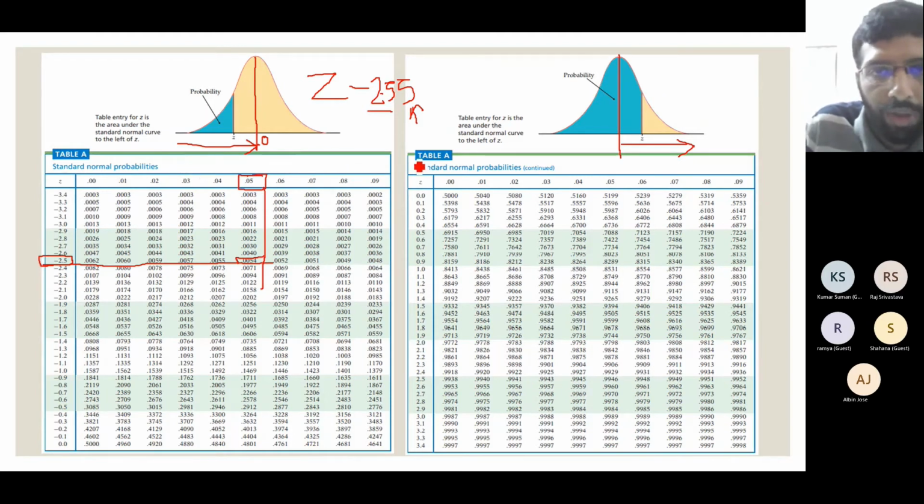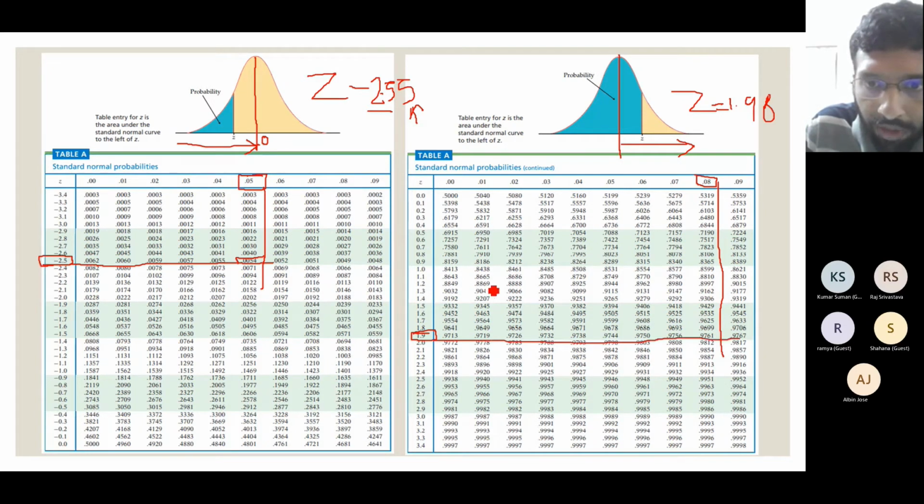We do the same for the right side also. Suppose in this case z equals 1.98. Then I have to find 1.9, so my 1.9 row label is here. Then I find the 0.08 column label, and then the intersection of those two. So 1.9 and 0.08 gives 0.9761. That will be my probability that the particular sample is less than this value.